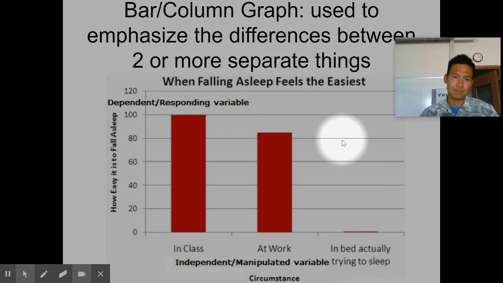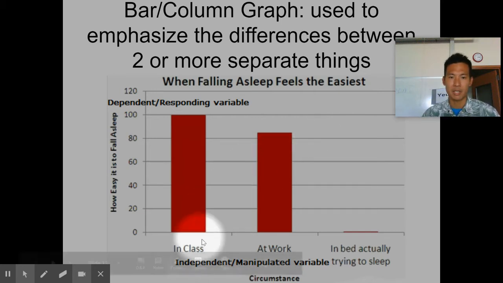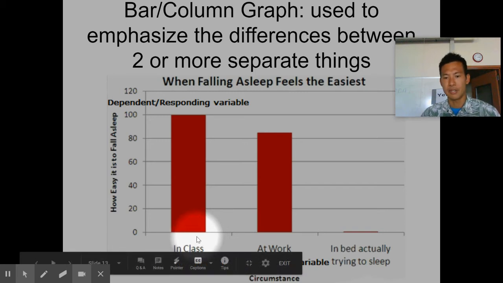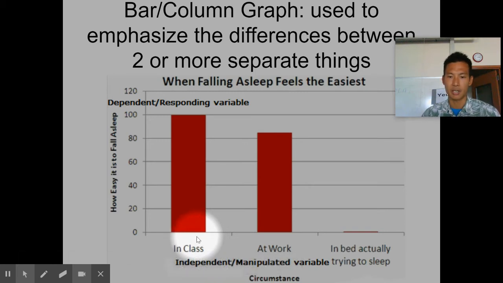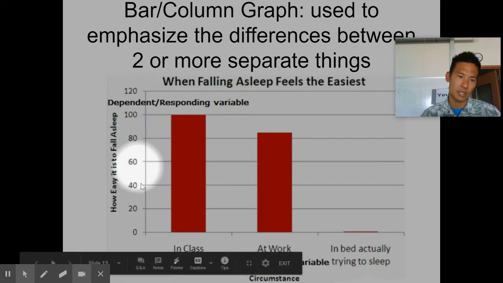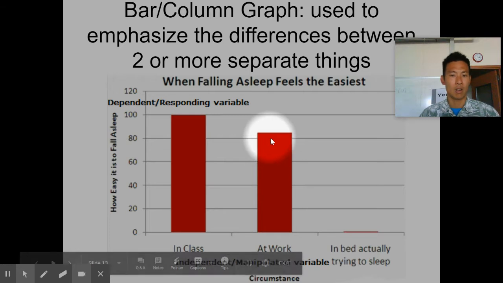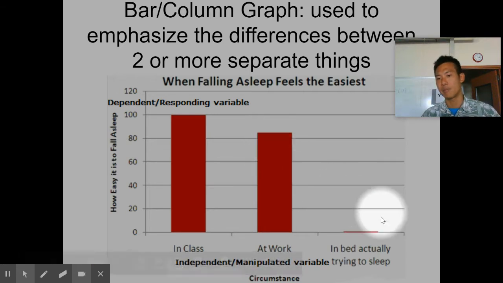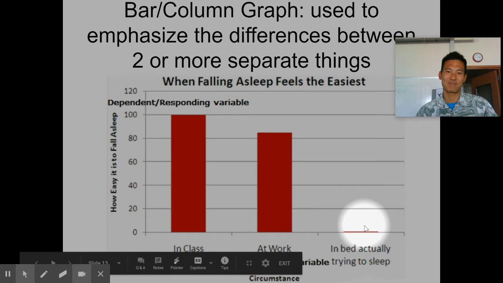Looking at this graph, you have the independent manipulated variables down here: in class, at work, and in bed. And then of course you've got your responding dependent variable on the y-axis over here: how easy it is to fall asleep. That's what you're measuring. In class, oh, 100%, knockout. At work, oh, that's hard to stay awake. And then when you're in bed, trying to go to sleep, it's a very hard time.